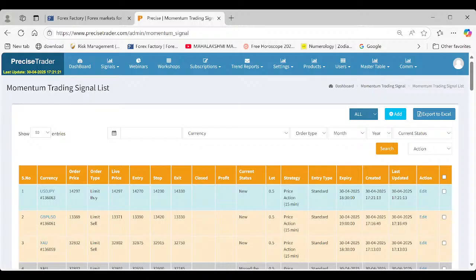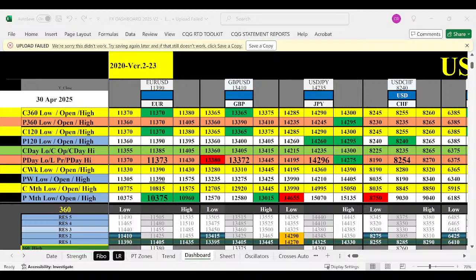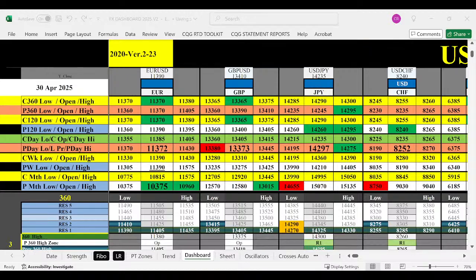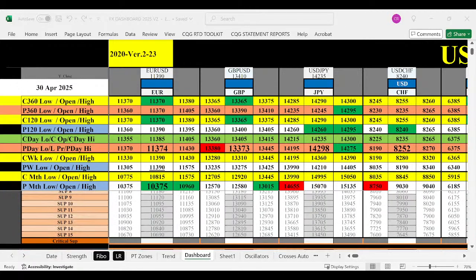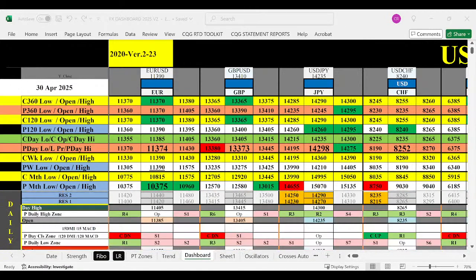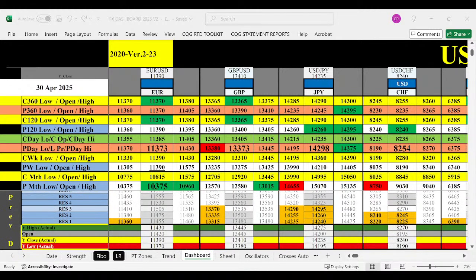Okay, the next call we are going to work on is dollar Swiss. Right now this is trading at 82.50. We are seeing the high is near the previous day high, and the current low is higher than the previous day low. So we should be looking to go for a buy. Expect the high to break, and if it breaks, I think we can see the price heading towards 82.95 and 83.10. So these are the price targets.